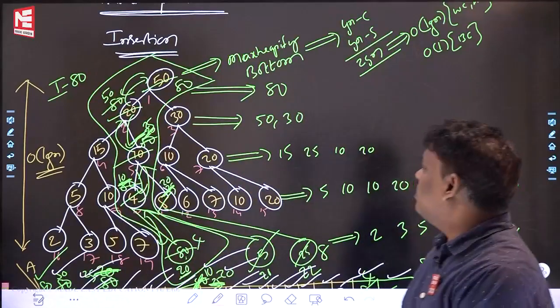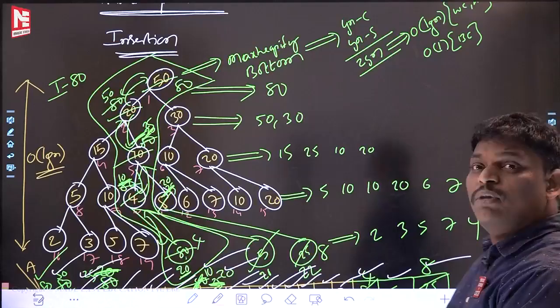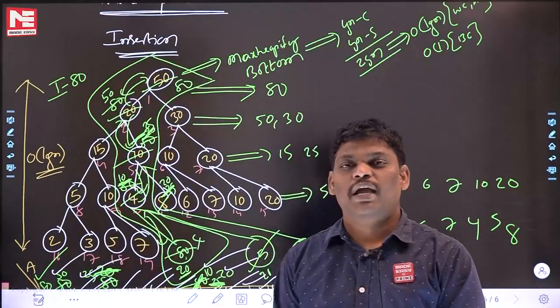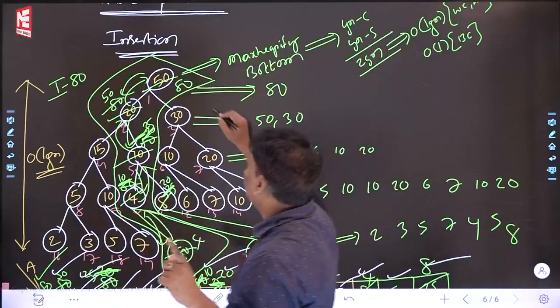I think you are comfortable with max heap tree insertion. The same thing applies to min heap also. In the min heap you try for the minimum at the root; in the max heap tree you try for the maximum at the root. If you want, you can check. See this one, before insertion, who is the root?